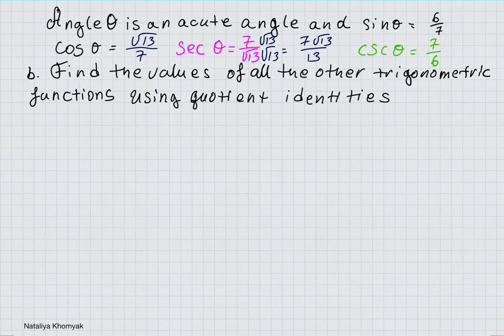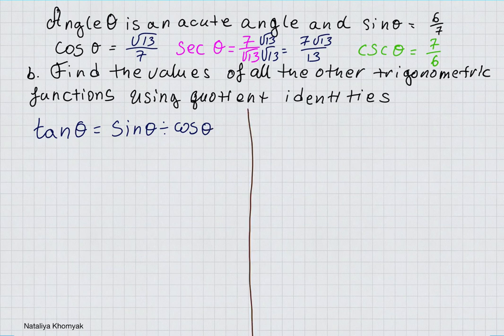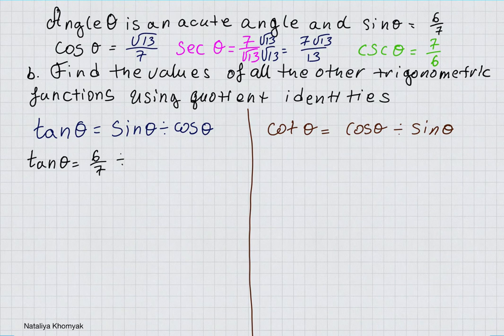The last two trig functions are tangent of theta, and we have to use the quotient identity. So tangent of theta equals sine of theta divided by cosine of theta. The other one is cotangent of theta, which is cosine theta divided by sine theta. So let's substitute and simplify. We get tangent of theta equals sine of theta, which is 6 out of 7, divided by cosine of theta, which is radical 13 out of 7.